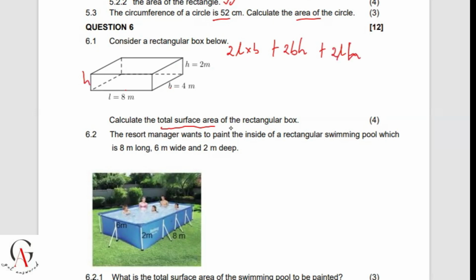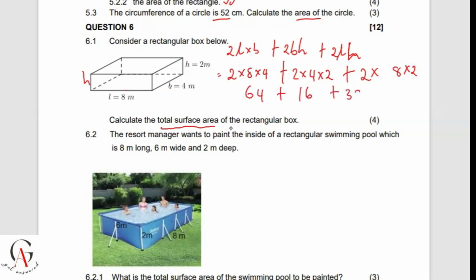And then I just substitute. So this is 2, my length is 8, my breadth is 4. Plus 2, my breadth is 4, my height is 2. Plus 2, my length is 8, my height is 2. So that's going to be a 64 plus a 16 plus a 32. That's going to be 80 plus 32, which is going to be 112 meters squared. So that becomes the surface area.